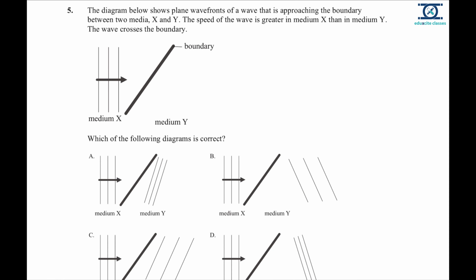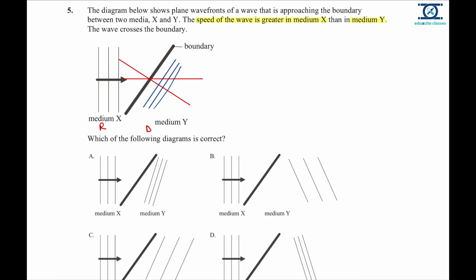Now question number 5. This is a medium x, this is the boundary, and this is medium y. One information is given that the speed of wave is greater in medium x than in medium y. So greater means this is rarer, and this is denser. So when a ray is moving from rarer to denser, these are the wavefronts and this is the direction of the incident wave. What will happen? It will have to go like this, but it will bend towards the normal, and let us say this is the normal. So it will bend towards the normal, so your rays will be somewhat like this.